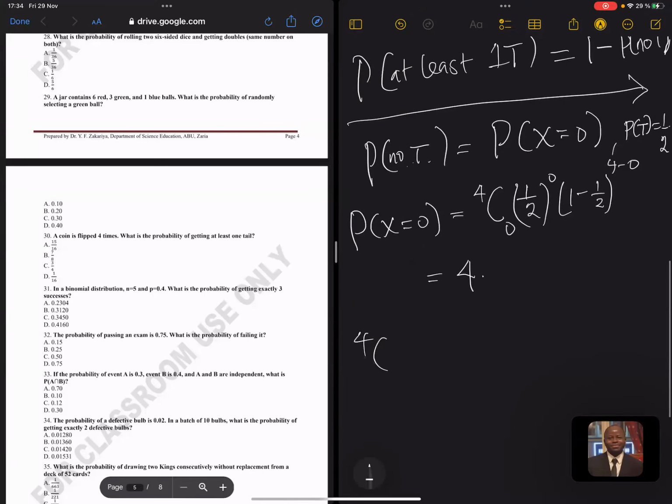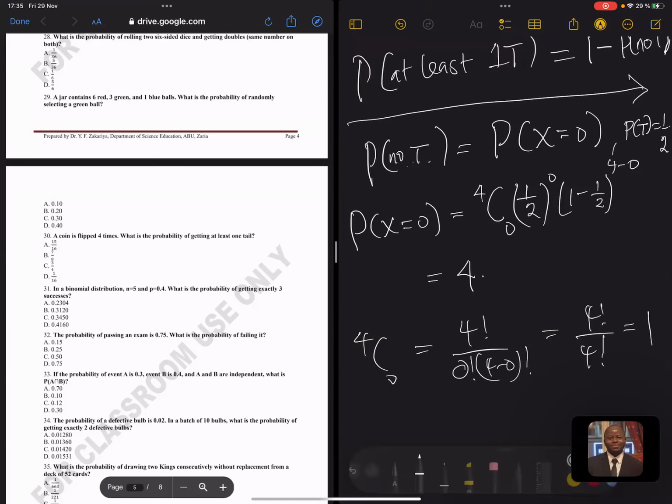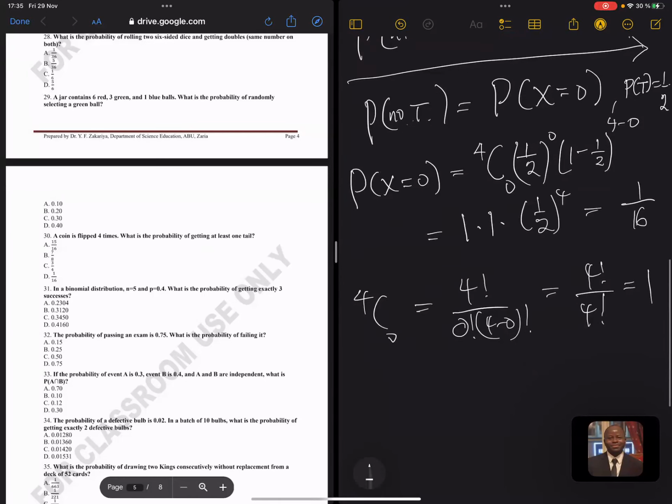4 combination 0 is 4 factorial over 0 factorial times 4 minus 0 factorial. So this is 4 factorial over 4 factorial. It's actually 1 and not 4. Is it okay? This is 1. Then half raised to power 0. Any number raised to power 0 is 1. Then 1 minus half to the power 4, that is half raised to the power of 4. So the answer is 1 over 2 raised to power 4, which is 16. Is it okay, everybody?